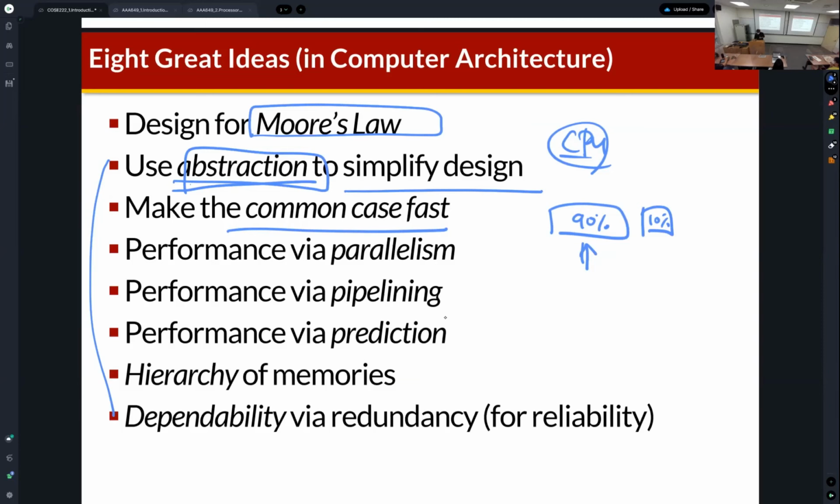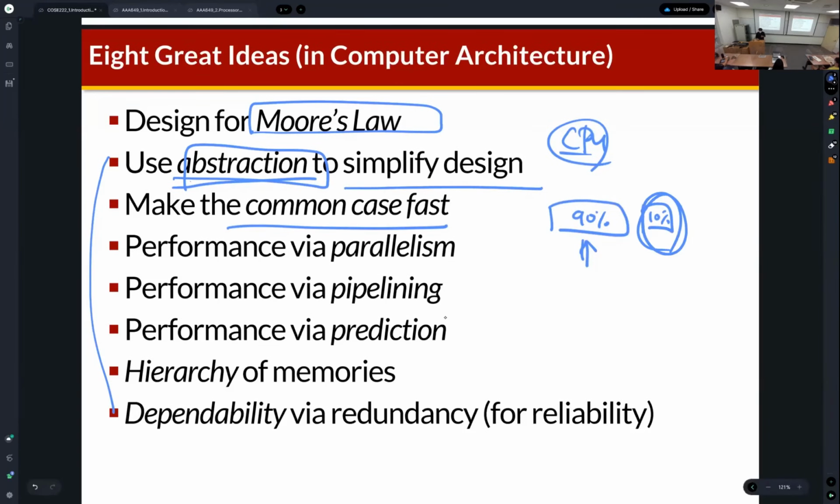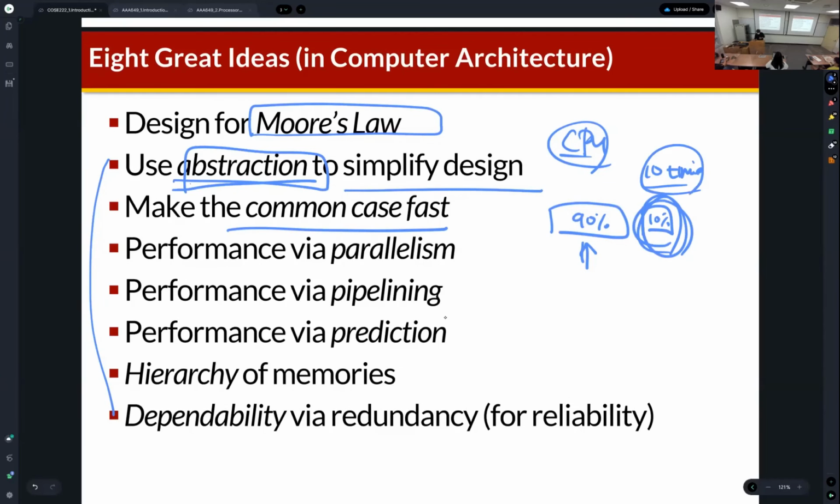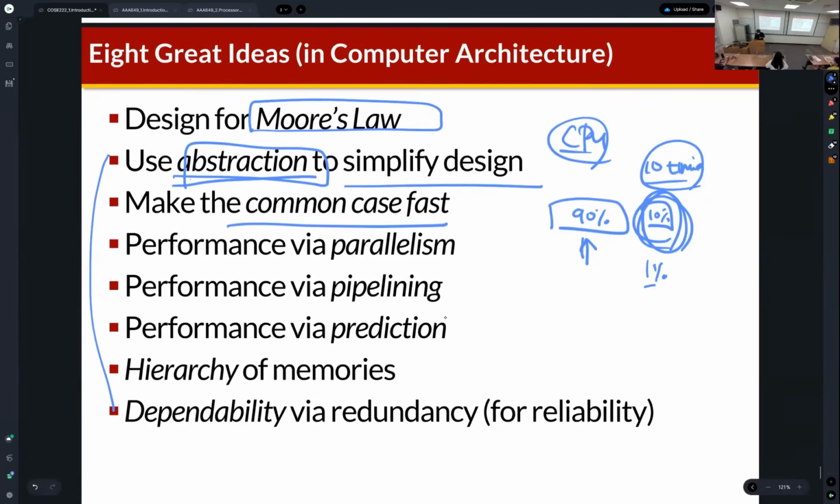Why? For example, if we focus on the 10% portion of some workload and let us assume we improve the performance of this part 10 times. It's amazing, right? Then the execution time for this part is reduced to 1%, but overall the performance of the computer system is improved by less than 10%. So even though we increase the performance of this part 10 times, the overall improvement is very small. So we need to focus on making the common case fast.